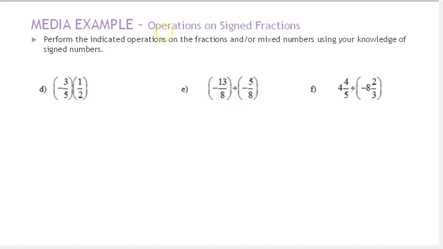We're going to continue with operations on signed fractions with some multiplication and division problems. So let's start with the first one. We have negative 3/5 times 1/2. Okay, so we have a negative times a positive, which we know is negative.